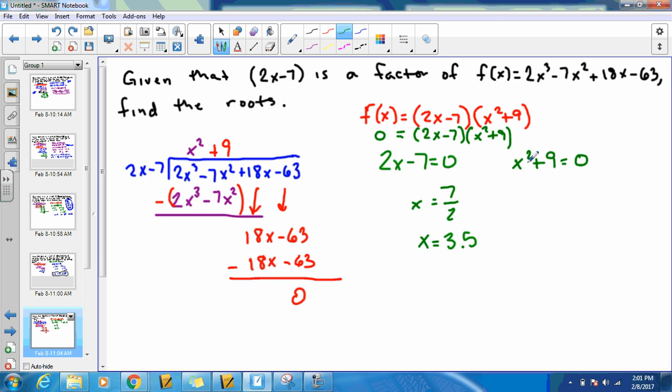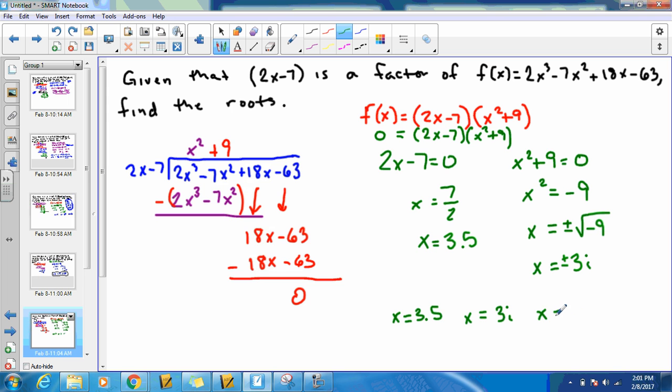So then when I'm over here to solve for x, I'll subtract 9 on both sides, and then take the square root. So when I take the square root of negative 9, when I take the square root of 9, I would get 3. That would leave a negative 1, and the square root of negative 1 is i, represented by i. So I have 3 roots. Since this is cubic, the degree is equal to 3. And my roots are 3.5, 3i, and negative 3i.